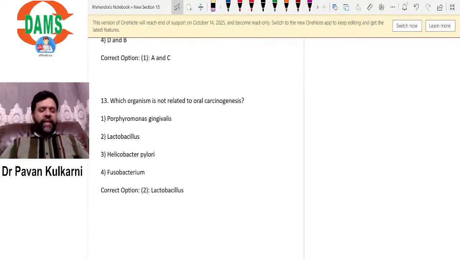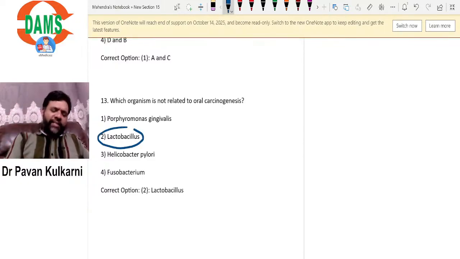Which organism is not related to oral carcinogenesis? Actually, these organisms are not the primary organisms for oral carcinogenesis, meaning they are not the ones that directly lead to cancer. No, these are all secondary.